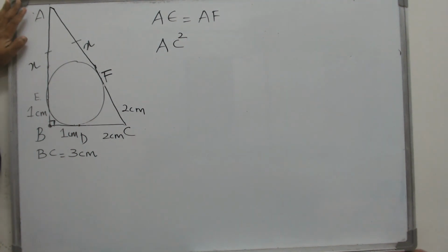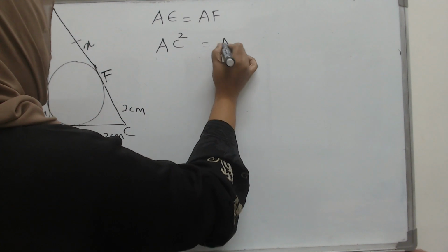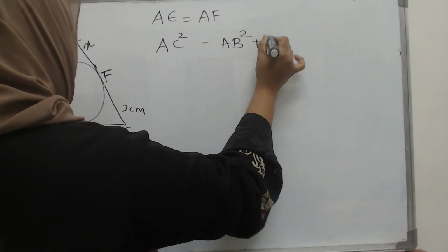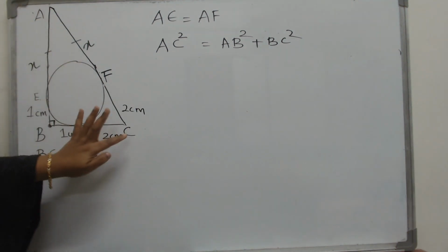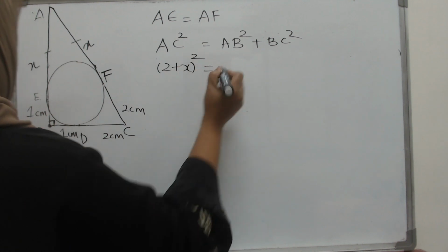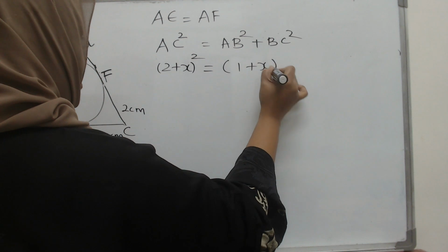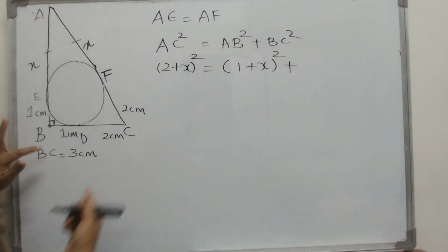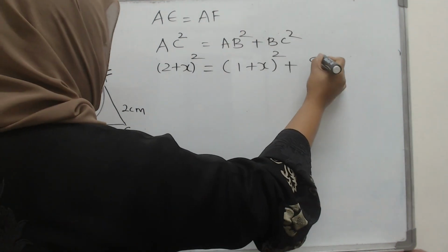So applying Pythagoras theorem, we see that AC squared is equal to AB squared plus BC squared. But then what is AC squared? This one, it is (2 plus x) the whole squared. That means what is AB? It is (1 plus x) the whole squared. And what is BC squared? We know BC is 3, so its square would be 9.